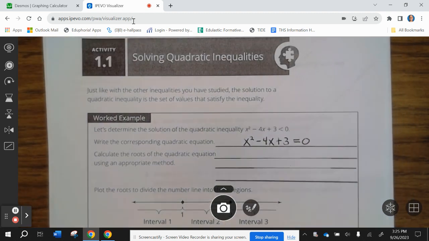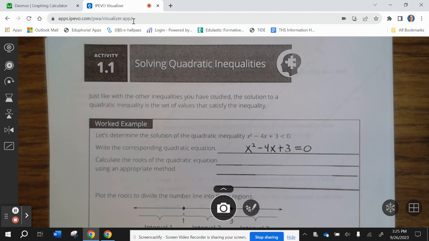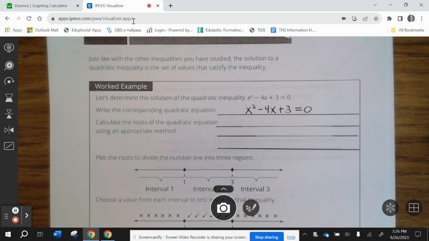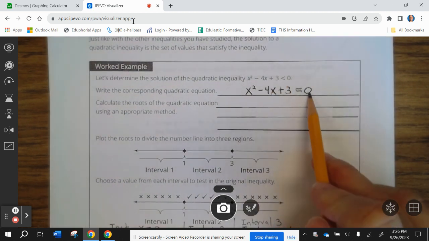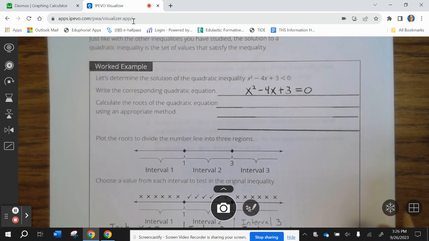All right. Activity 1.1, solving quadratic inequalities. Just look at the inequalities. You have studied the solution to the quadratic inequality as the set of values that satisfies the inequality. So to solve the inequality, first you set the left side equal to 0. So we're ignoring the inequality and we just need to find the values.